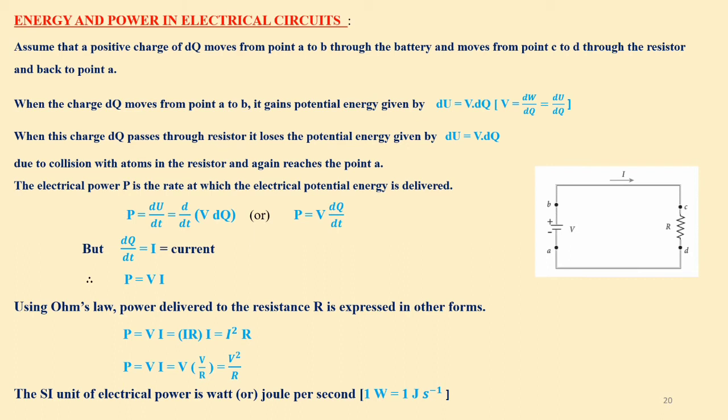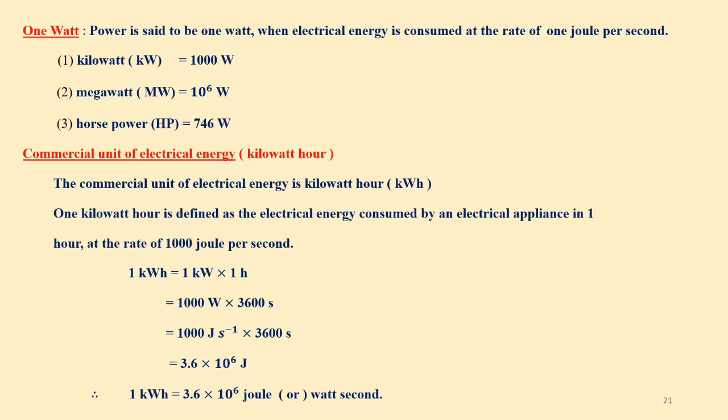The SI unit of electrical power is watt or joule per second. So we can write 1 watt also is equal to 1 joule per second. Power is said to be 1 watt when electrical energy is consumed at the rate of 1 joule per second.